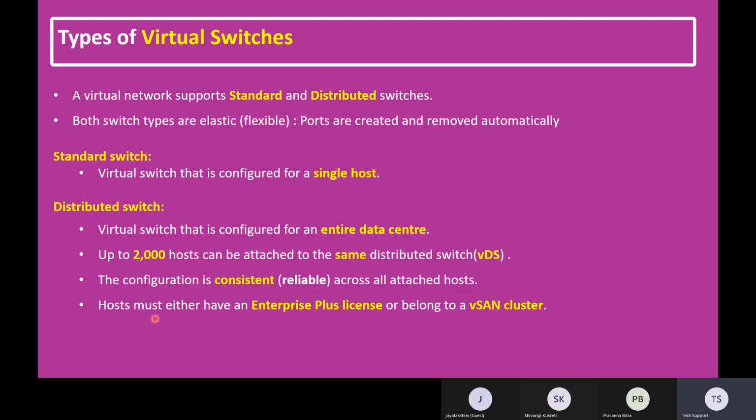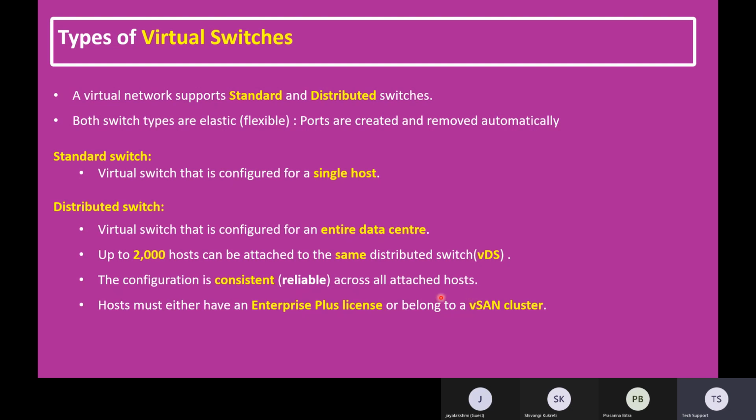Okay. And the host must either have an Enterprise Plus license or belong to a vSAN cluster. This is the important point. In our vSphere environment, we have multiple types of licenses like Standard, Advanced, Enterprise, Enterprise Plus. We verified these license types while downloading the ISO file from the VMware website. When you are downloading the ISO file, you can see multiple license types. This vSphere switch is one of the vCenter advanced features. This feature is available only with an Enterprise Plus license. That is the first method.